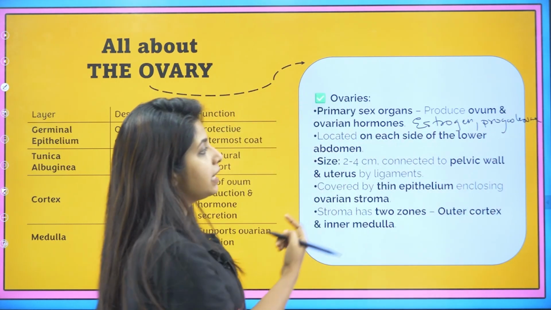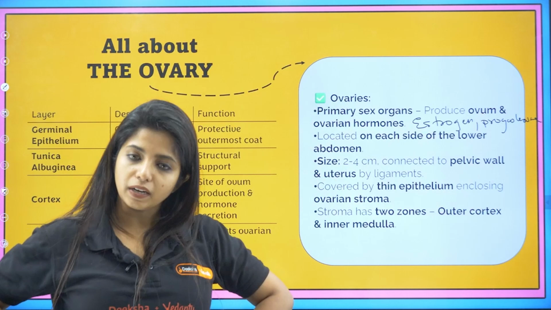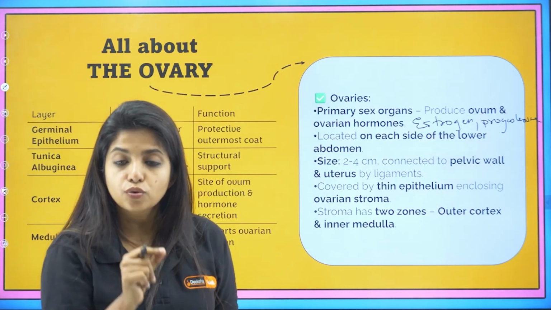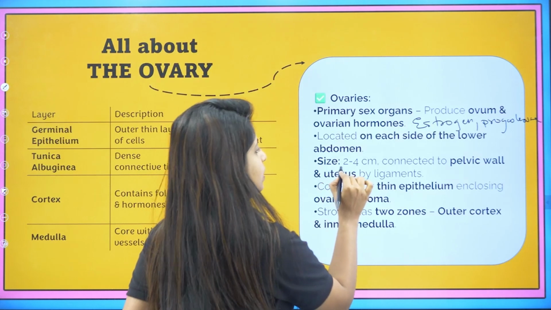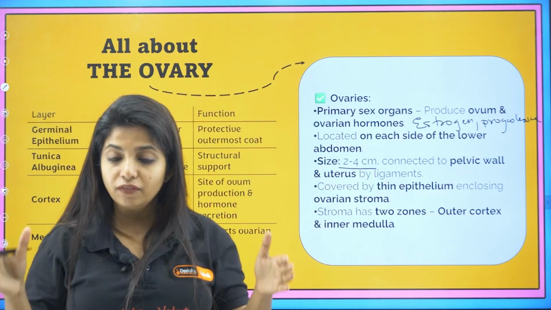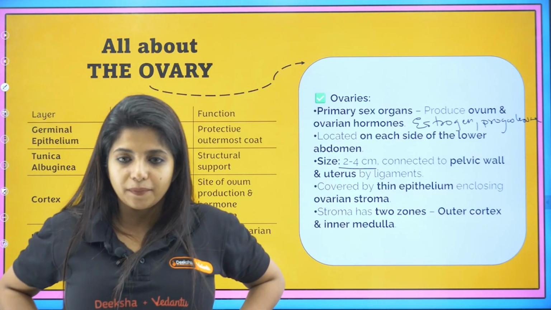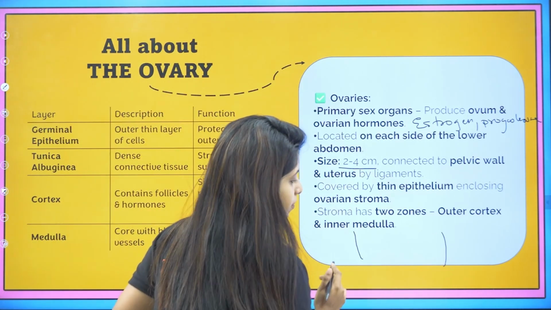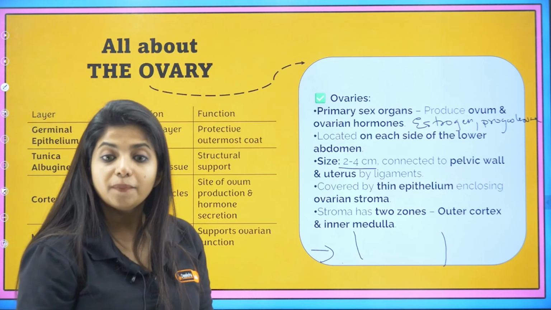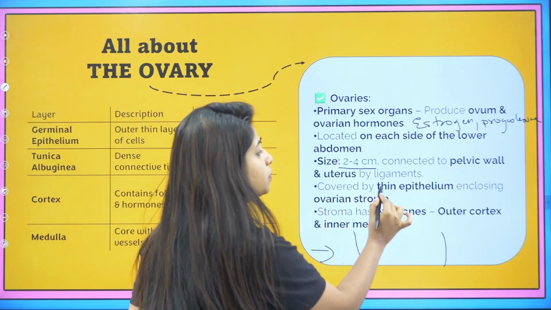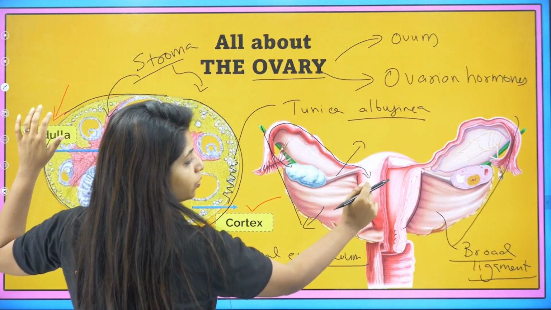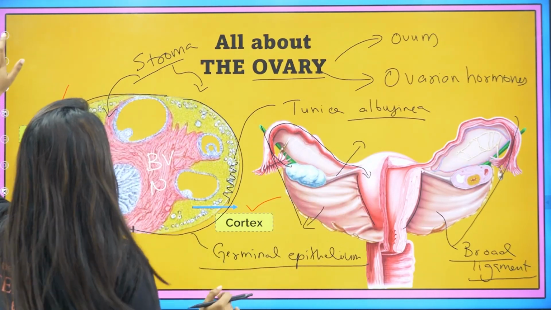Now, it is located on each side of the lower abdomen or the pelvic region, my dear children. Size-wise, the length is 2 to 4 centimeters, and it is connected to the pelvic wall. Pelvic wall as in the side wall of our body, the wall of the pelvic region. So it is connected to the pelvic wall and also to the uterus by ligaments. You studied that: there is a connection with the pelvic wall and also to the uterus, both through ligaments.